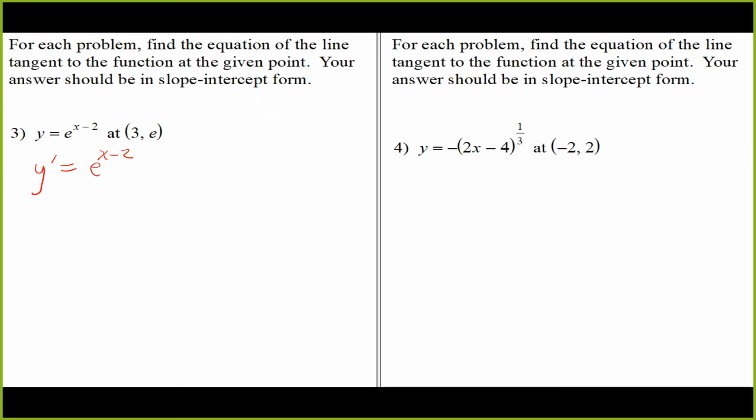Okay. And then I need to plug in our point. So when I plug in our point, what's going to happen? It's going to be e raised to the positive first power. Perfect. Okay. And I think we're back to Andrew again. Andrew, what do I do with this?